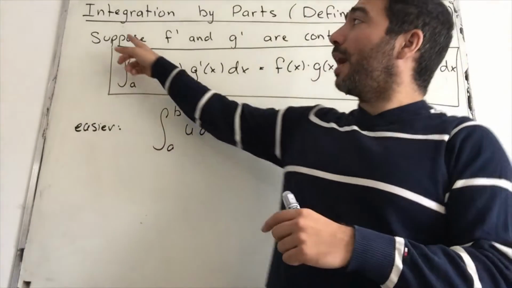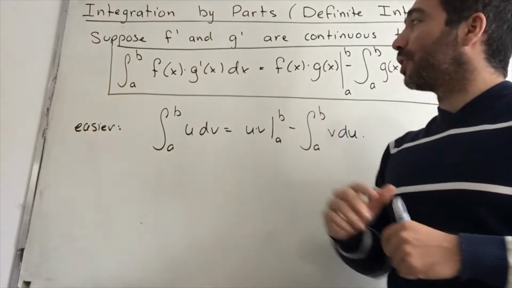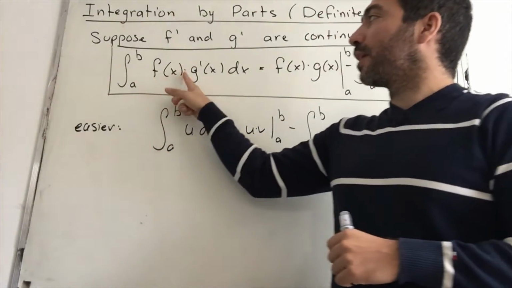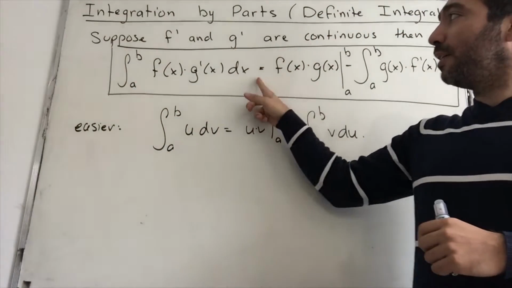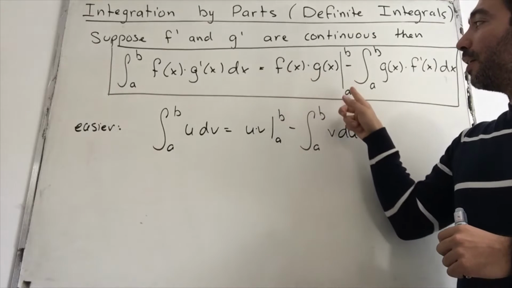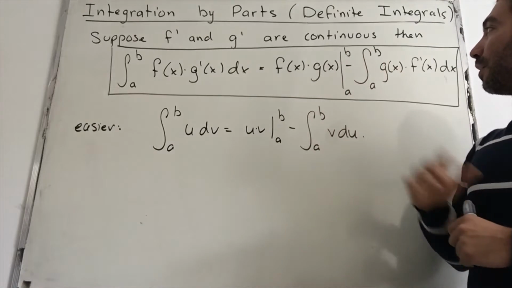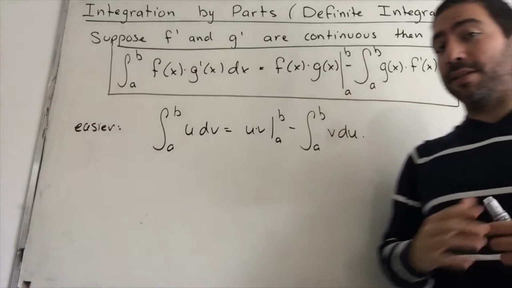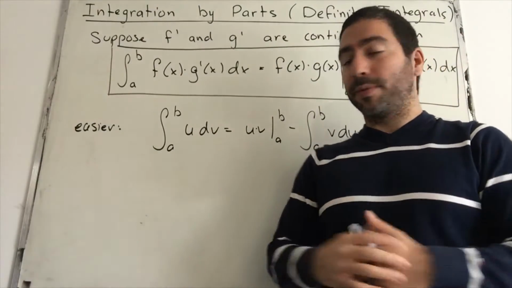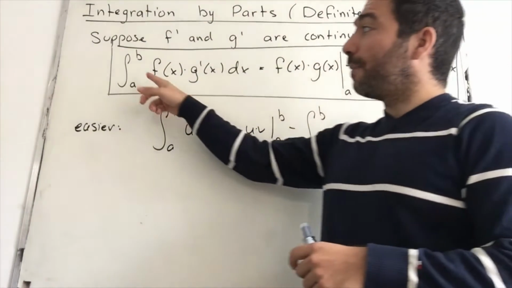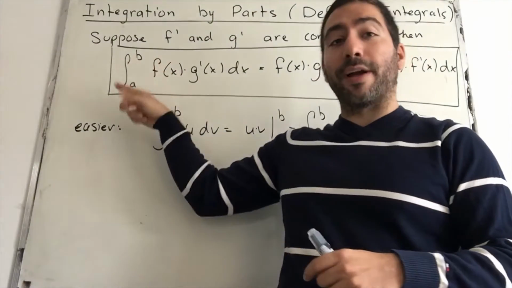So basically if we have f prime and g prime, which are continuous functions, we have the integral from a to b of f of x times g prime of x dx, and that's equal to f of x times g of x evaluated from a to b minus the integral from a to b of g of x times f prime of x dx. This is essentially the exact same formula that we saw in the previous video for indefinite integrals, but now for definite integrals we just define our bounds.